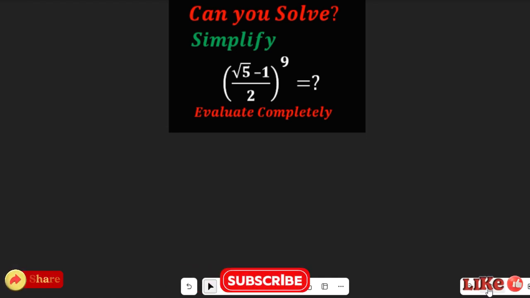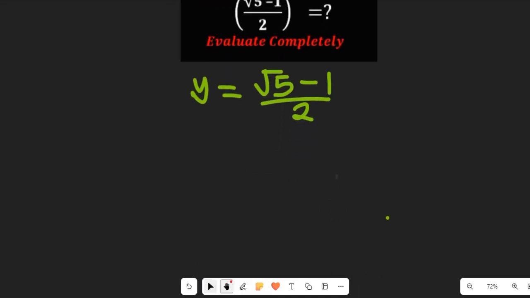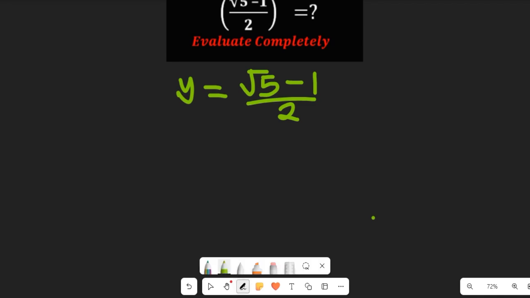Now let's get started. To solve this question, remember I said we're going to use some logic in substitution. So we're going to start by taking the value of y to be equal to (the square root of 5 minus 1) divided by 2. Now if we simplify this, we're going to have an expression. And what will the expression be?